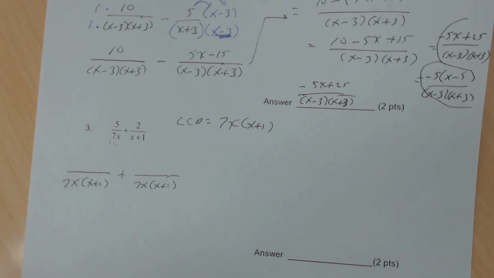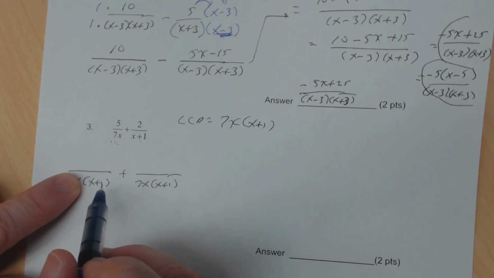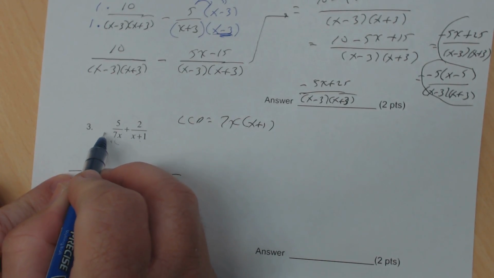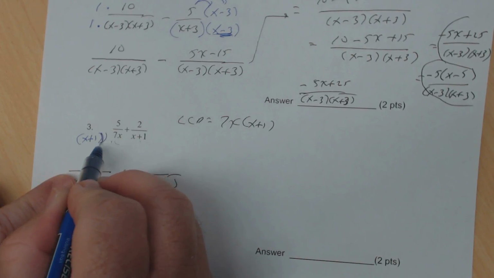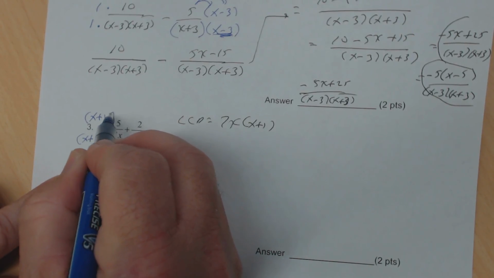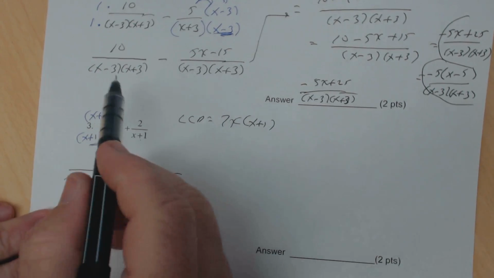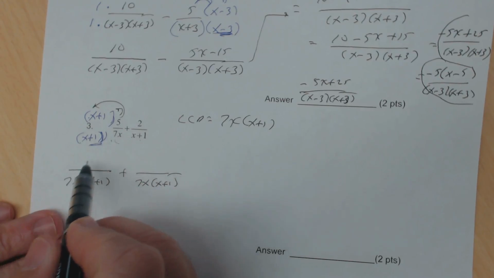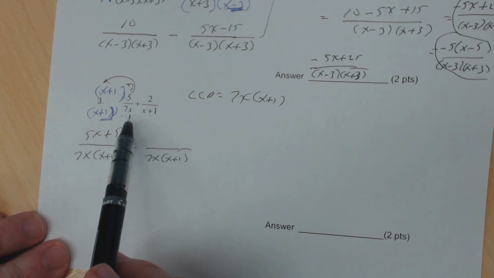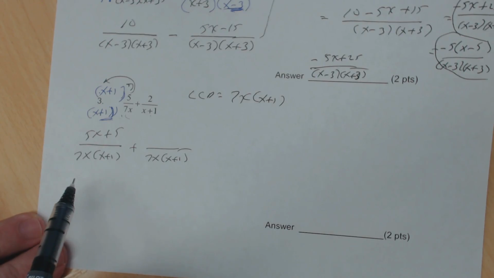All right, now let's see what's missing. So I have a 7x. I need a 7x, so I already have it. I need an x plus 1. I don't have it, so I need to multiply this by x plus 1. So I'm going to say times x plus 1. Now, what I do to the denominator, I do to the numerator. So 5 times x plus 1. Okay, make sure you put that in parentheses. Now you're going to distribute this. Make sure you distribute. So I get x times 5 is 5x. 5 times 1 is 5. So that's my numerator. So 5 divided by 7x is equivalent to 5x plus 5 divided by 7x times x plus 1.